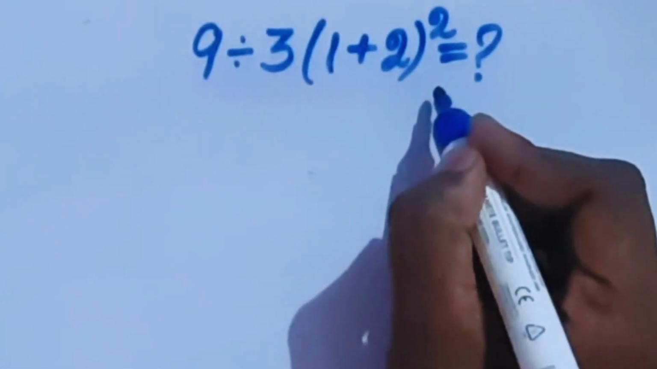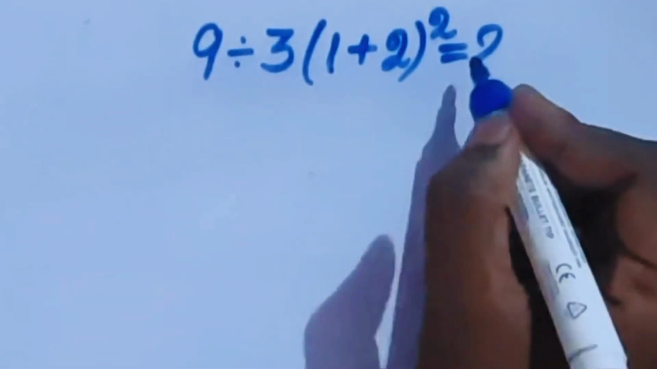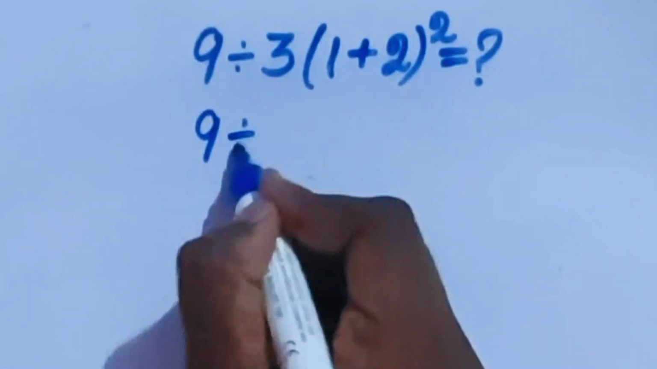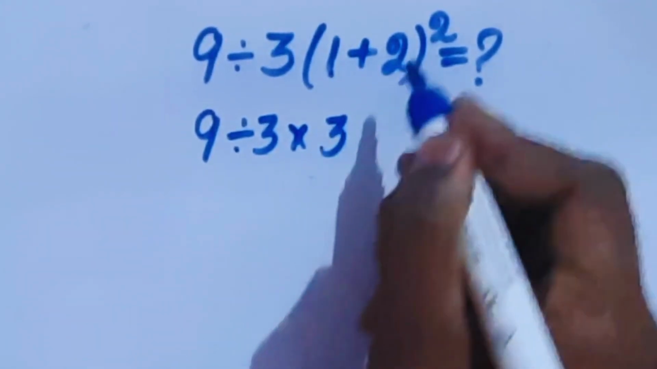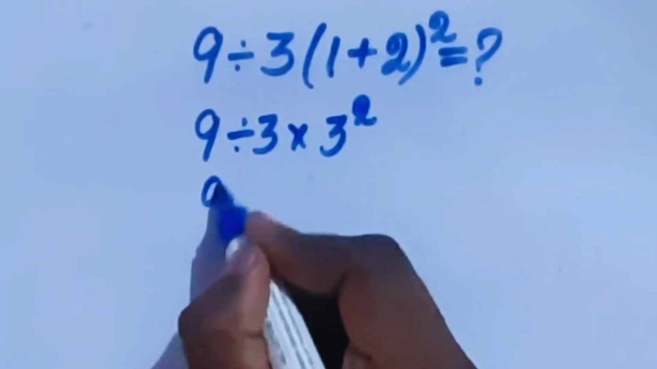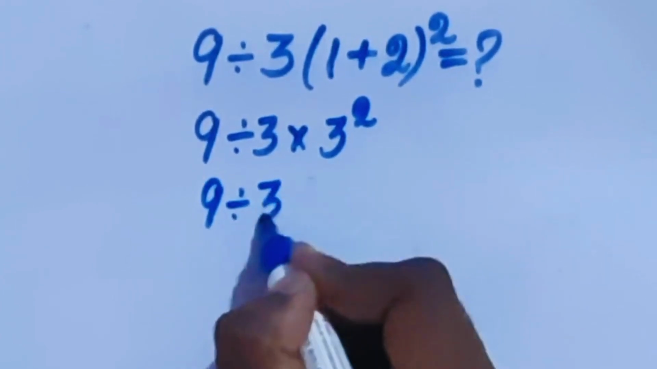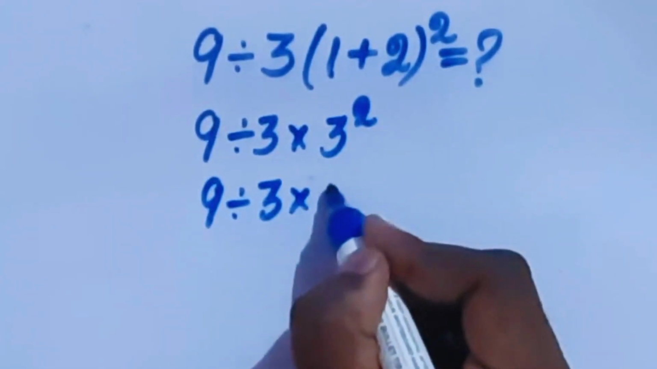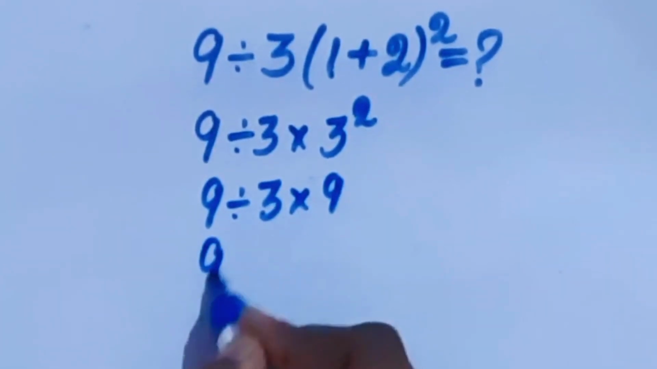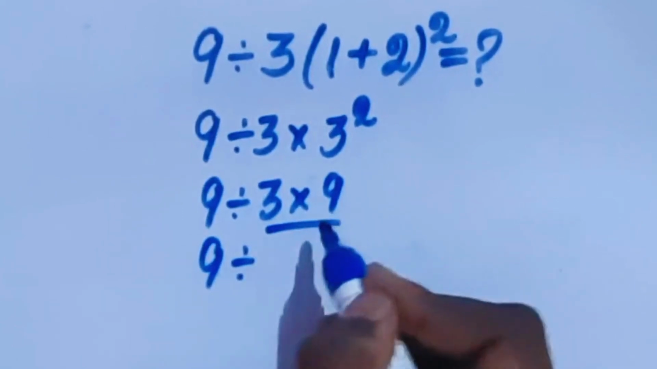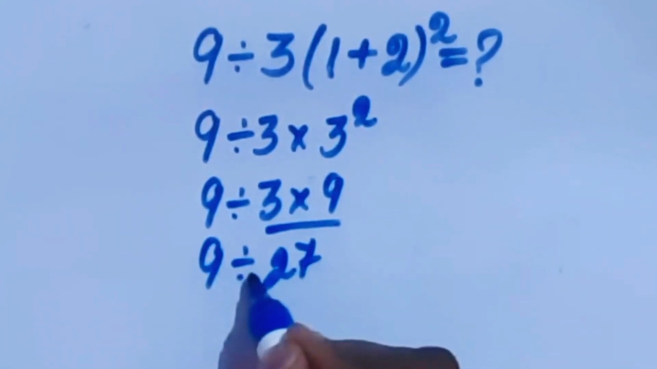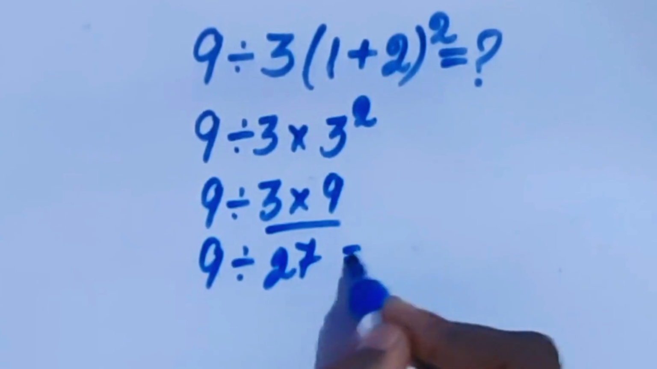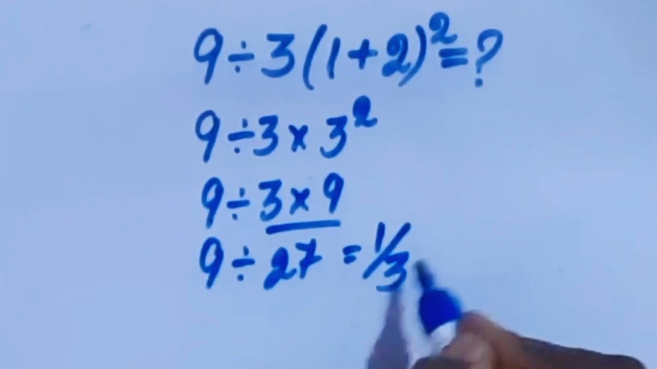I guess most of them get the answer 1 by 3 for this problem. Wrong order. Here, 9 divided by 3 times, here 1 plus 2 is 3 to the power of 2. Here, 9 divided by 3 times, here 3 squared is 9. Here, 9 divided by this is 27. Here, 9 divided by 27 is 1 by 3, which is the wrong answer.